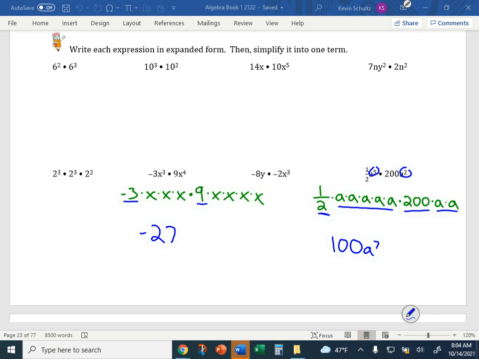Our powers are still added. 3 plus 4. We can count up the x's. We have a total of 7. Okay? Question on this one?